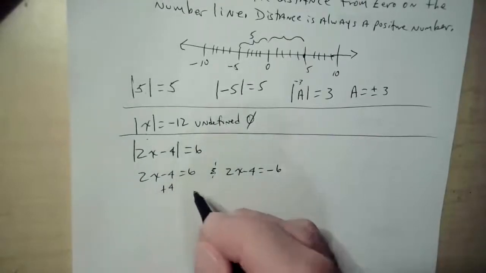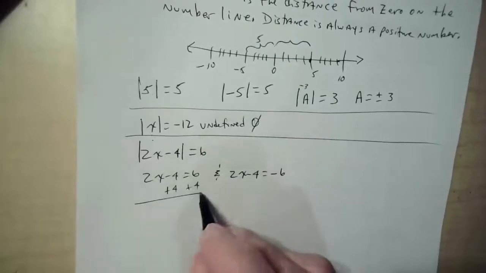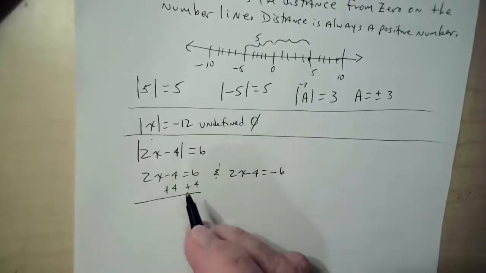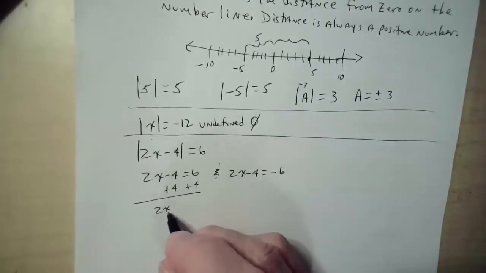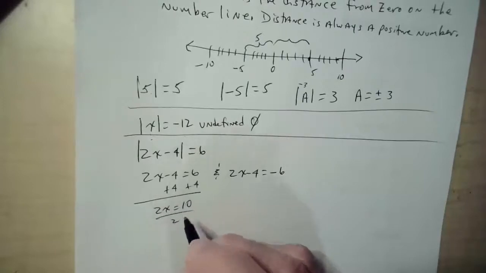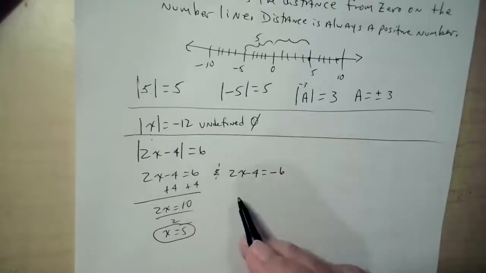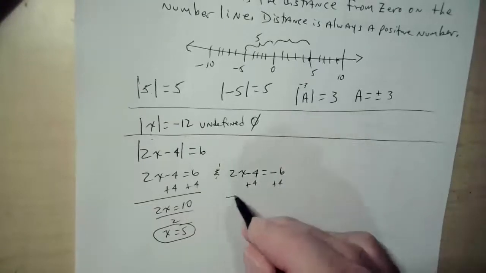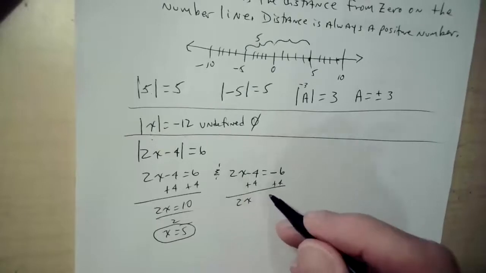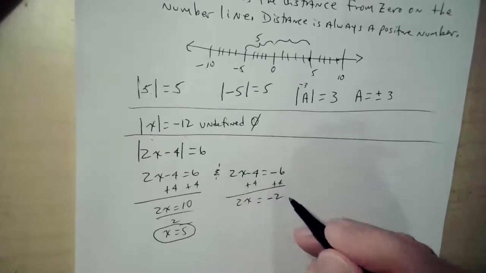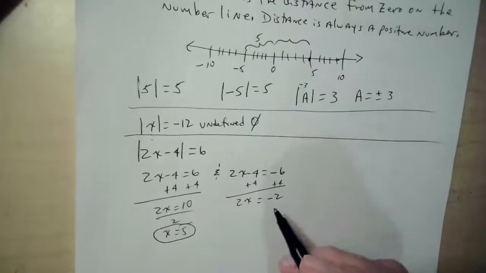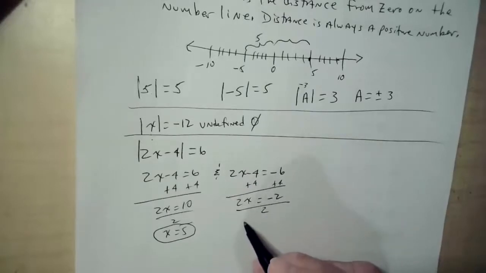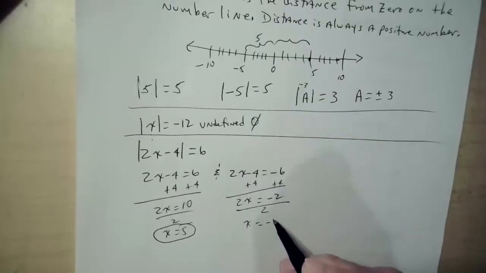Now we solve these very simple algebra problems. 2x equals 10, divided by 2, x is 5. And add 4 to each side. 2x equals -2. Divide by 2, x is -1.